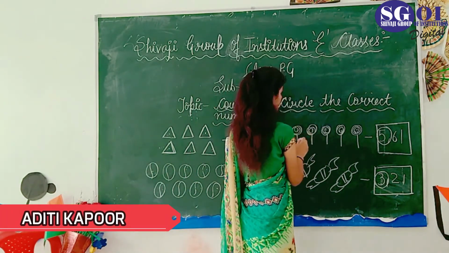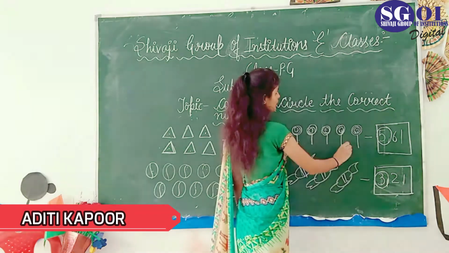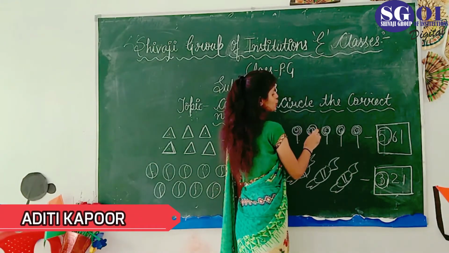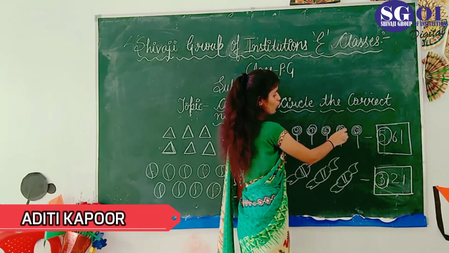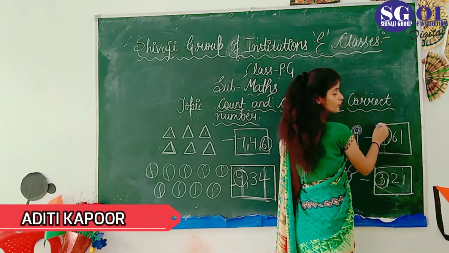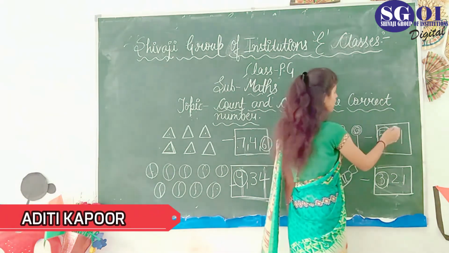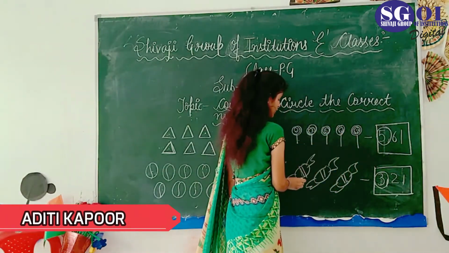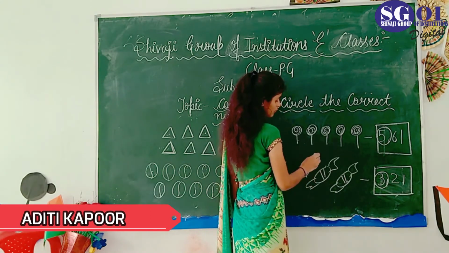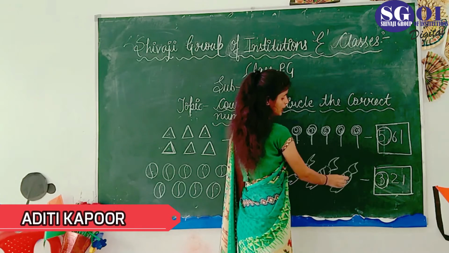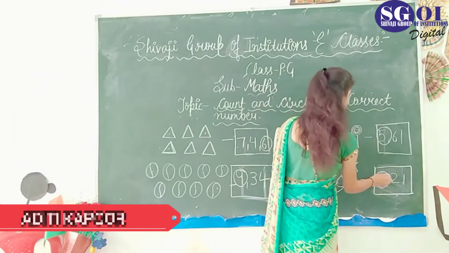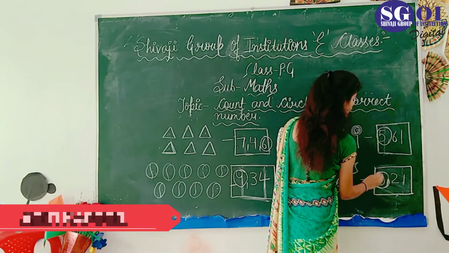Now tell me how many lollipops are there in this line? Now let's start. Count with me. 1, 2, 3, 4, 5. So we have marked circle number 5 like this. Now how many candies are there in this row? 1, 2, 3. There are total 3 candies in this row. So we have to circle number 3 like this.